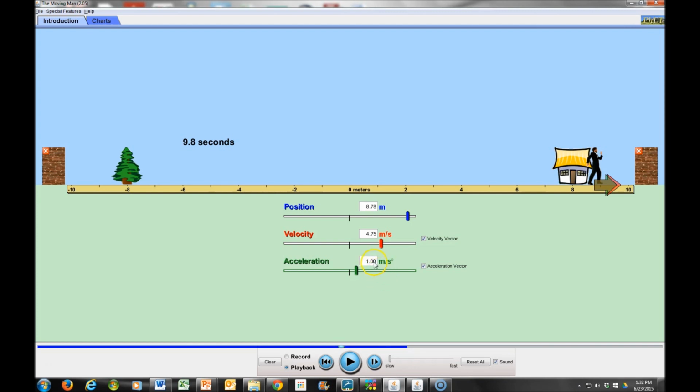Okay, all right, so that ends the lesson for today. In the next lesson, we will be taking a look at more of the mathematics of the acceleration and get into a little bit of that.